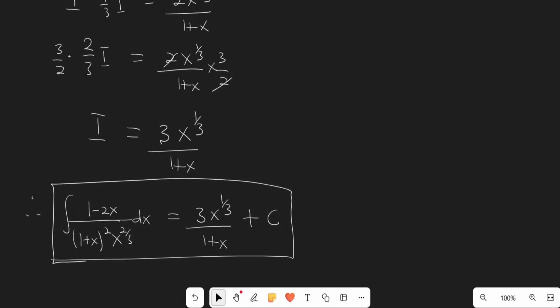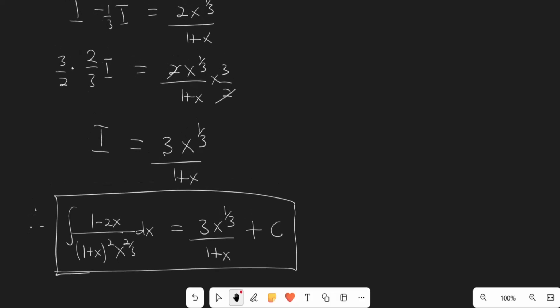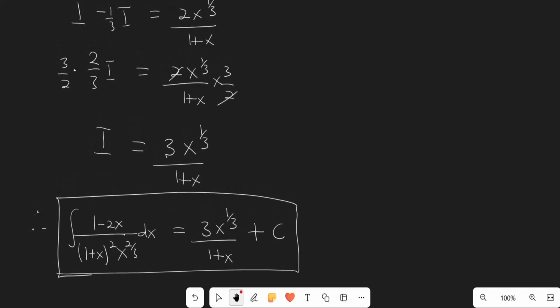So that is how I can solve this integral. If you have a better way of solving this integral, please leave it in the comment section and let me know what you think.